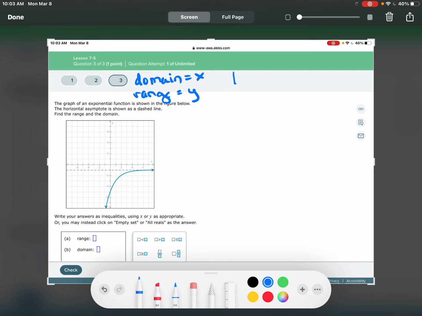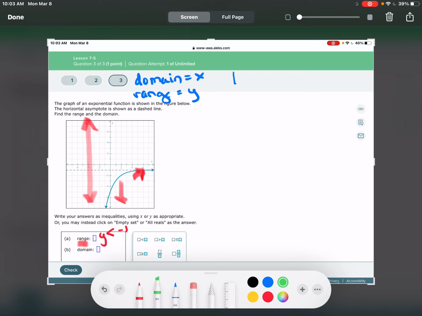So if I'm looking at this, let's talk about range. Range is looking up and down. And if I notice that my graph can go down as far as I want it to, but it kind of gets stuck right here and it never gets over this point, then I am going to say that y has to stay less than -1 in this case.